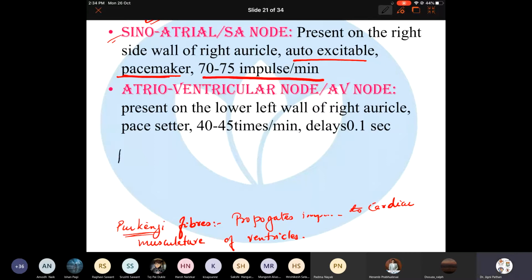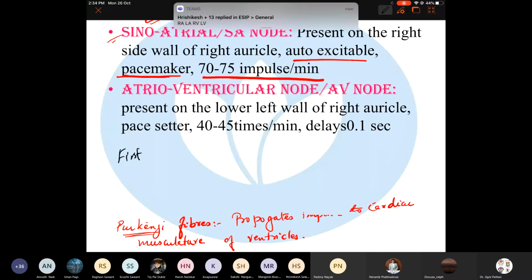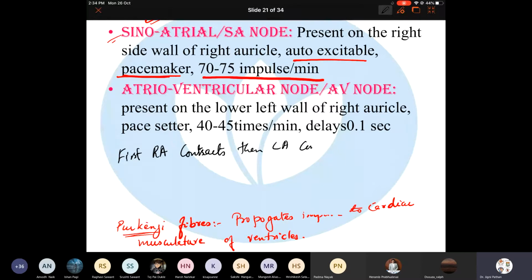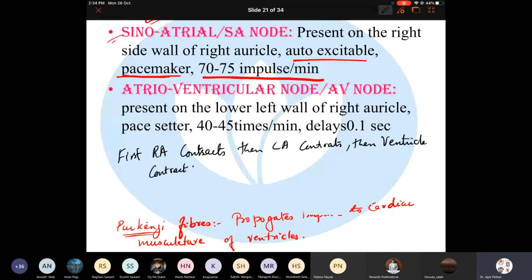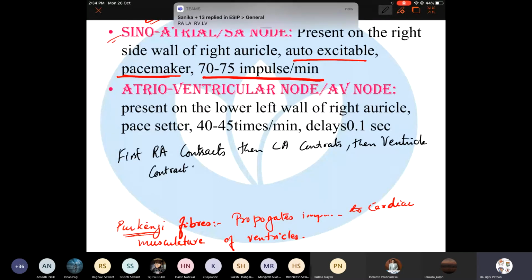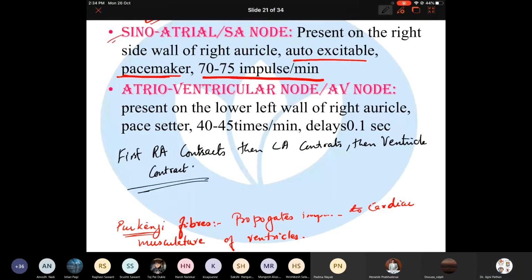So the first one, the right auricle contracts, then the left auricle contracts, then the ventricle contracts. Got the point? Does everybody got the point? First right auricle, then left auricle, then ventricle contracts. Is the point clear? Next.